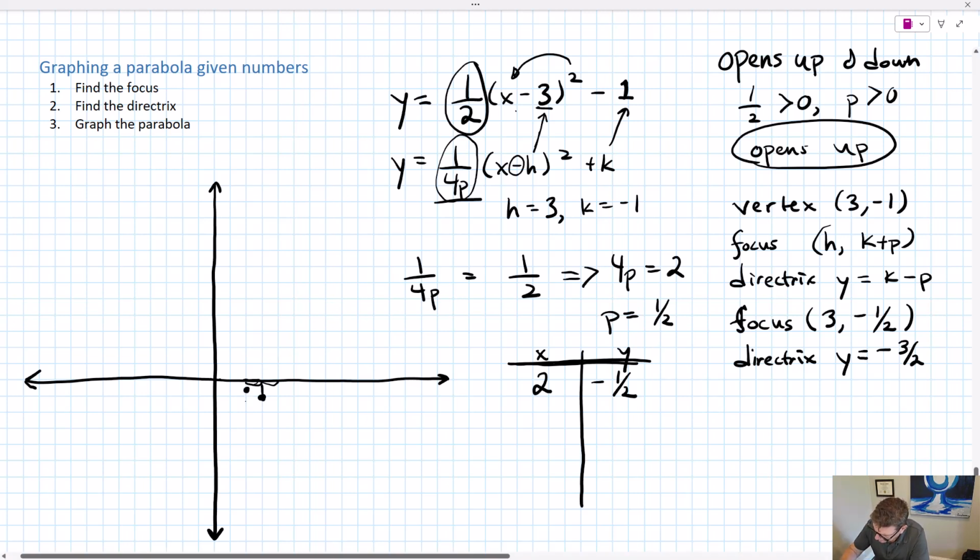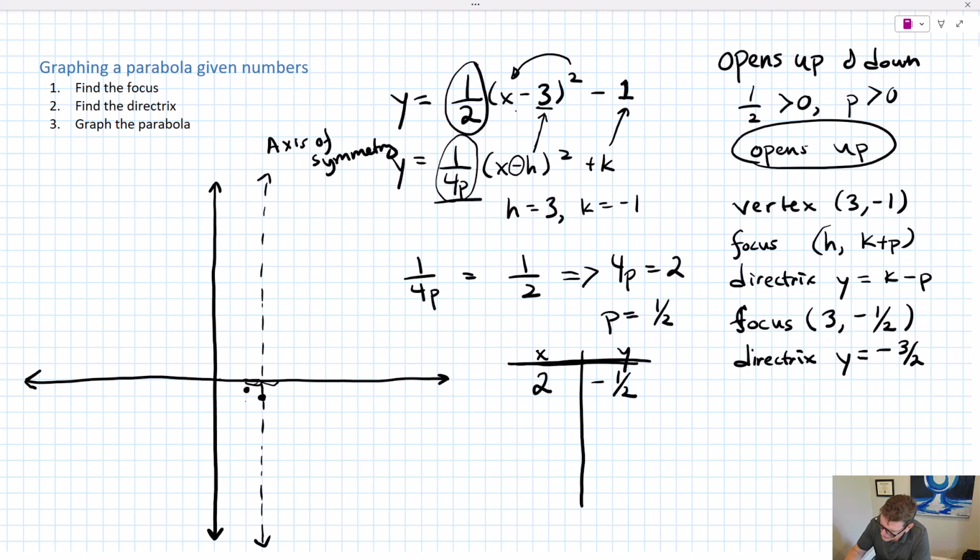Now, one of the things about the parabola is that it's symmetric about this line here, and this line is called the axis of symmetry. In this case, because we have an up-down parabola, the axis of symmetry is going to be x equals h. It's the line directly through the vertex.